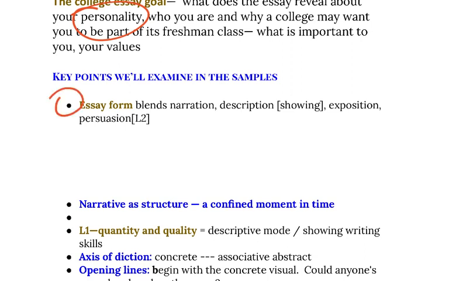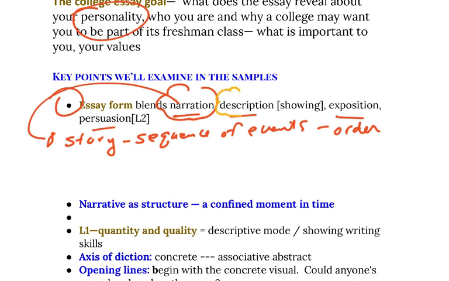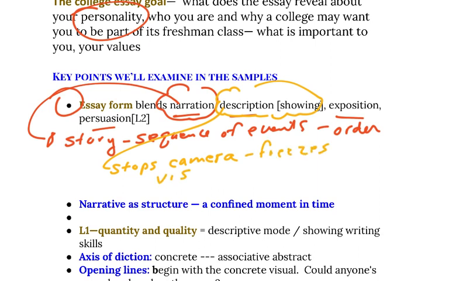Okay, let's talk about some of the key points of the college essay. First, and this expands on what I was talking about with L1 and L2, we want to remember what these four modes are. The mode of narration is to tell a story. It is to create a sequence of events. Right? There's an order of details in narration. So that's a major mode that you're going to use to structure your essay. And then we have the mode of description, which is certainly similar to narration, but it stops, right? It, in a sense, stops the camera or freezes the camera, right, to allow us to visualize something very concrete. And that's what description is doing, the mode.